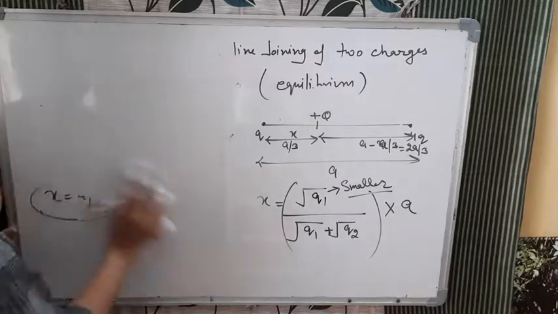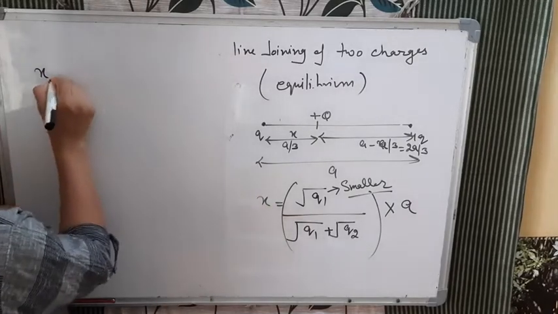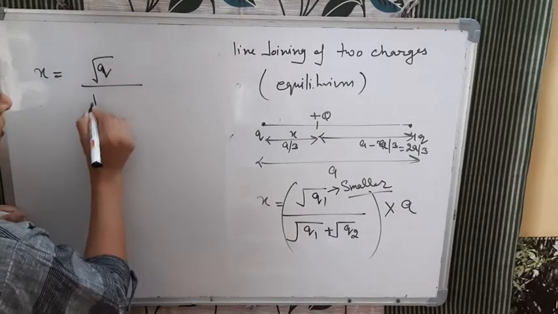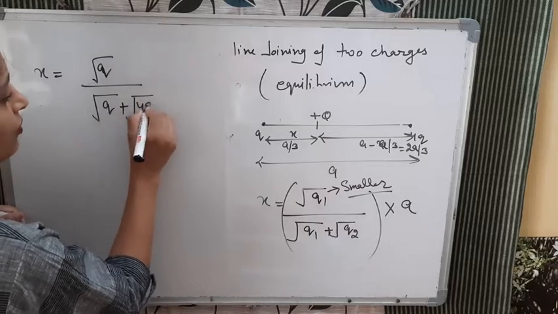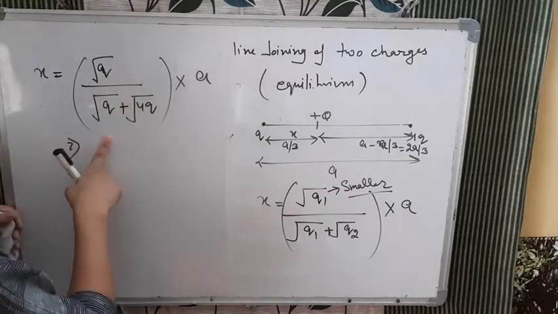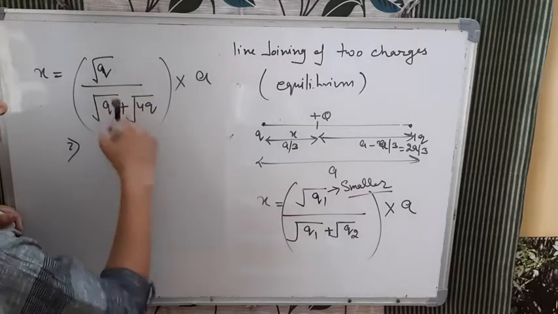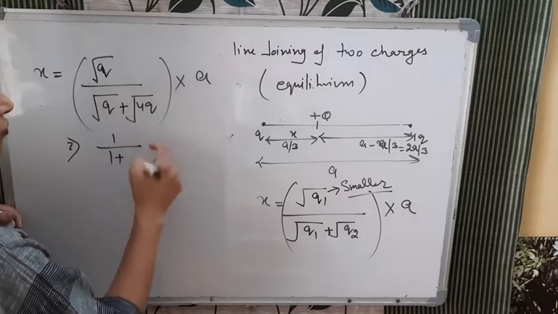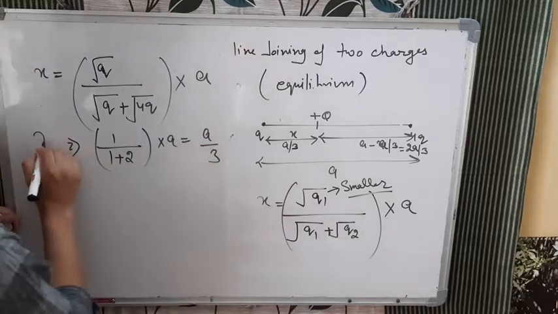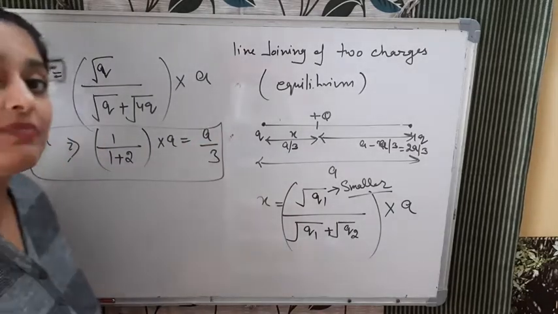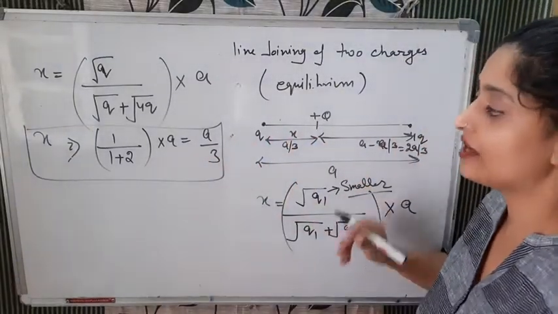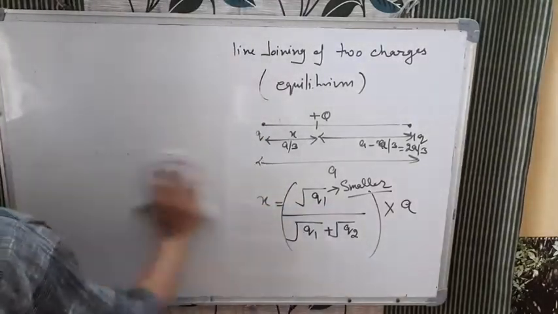When you put the values, x is equal to under root q divided by under root q plus under root 4q, into a. Now root q will cancel out from both sides. What will be left? On top 1, here 1, and here root 4 will be 2, and this is into a. So what you will get? X you will get a by 3. Same result you will get, but you apply this only for the same kind of charges. Remember this. So these kinds of questions will also come. So the first type we completed.